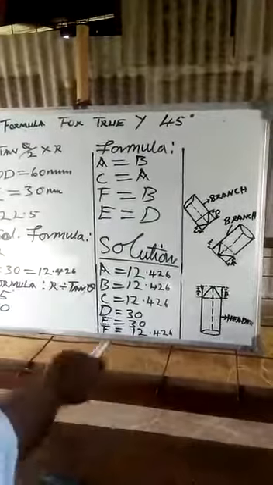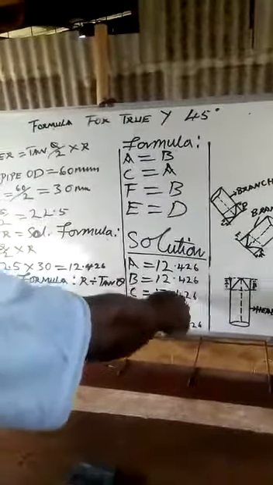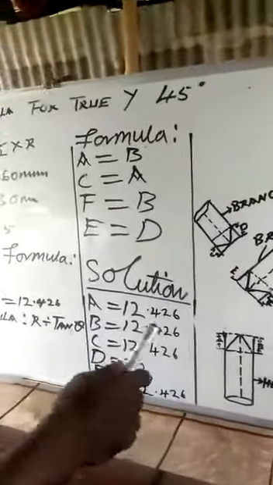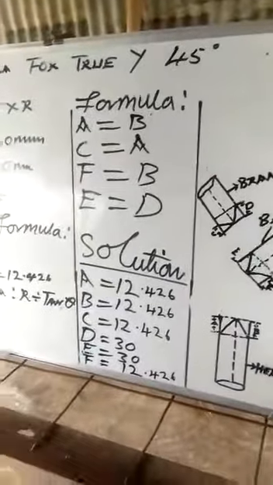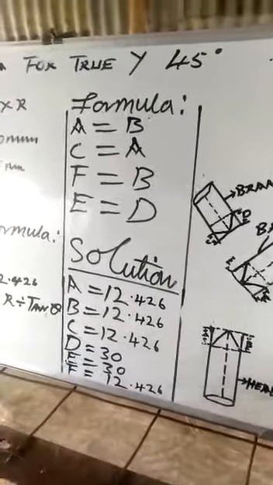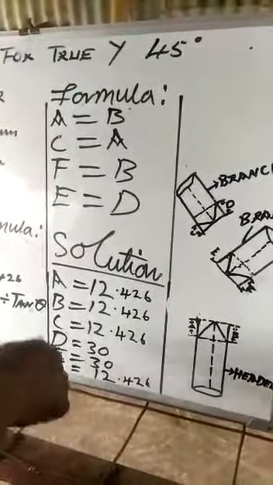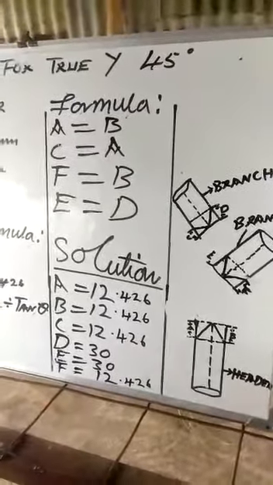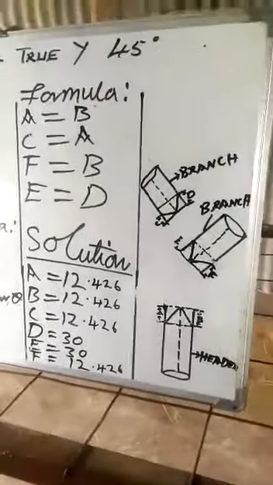So now the solution is that A is 12.426, B is 12.426, C is 12.426, then D is 30, then E is 30, F is 12.426. So now we are to move to the pipe cutting.